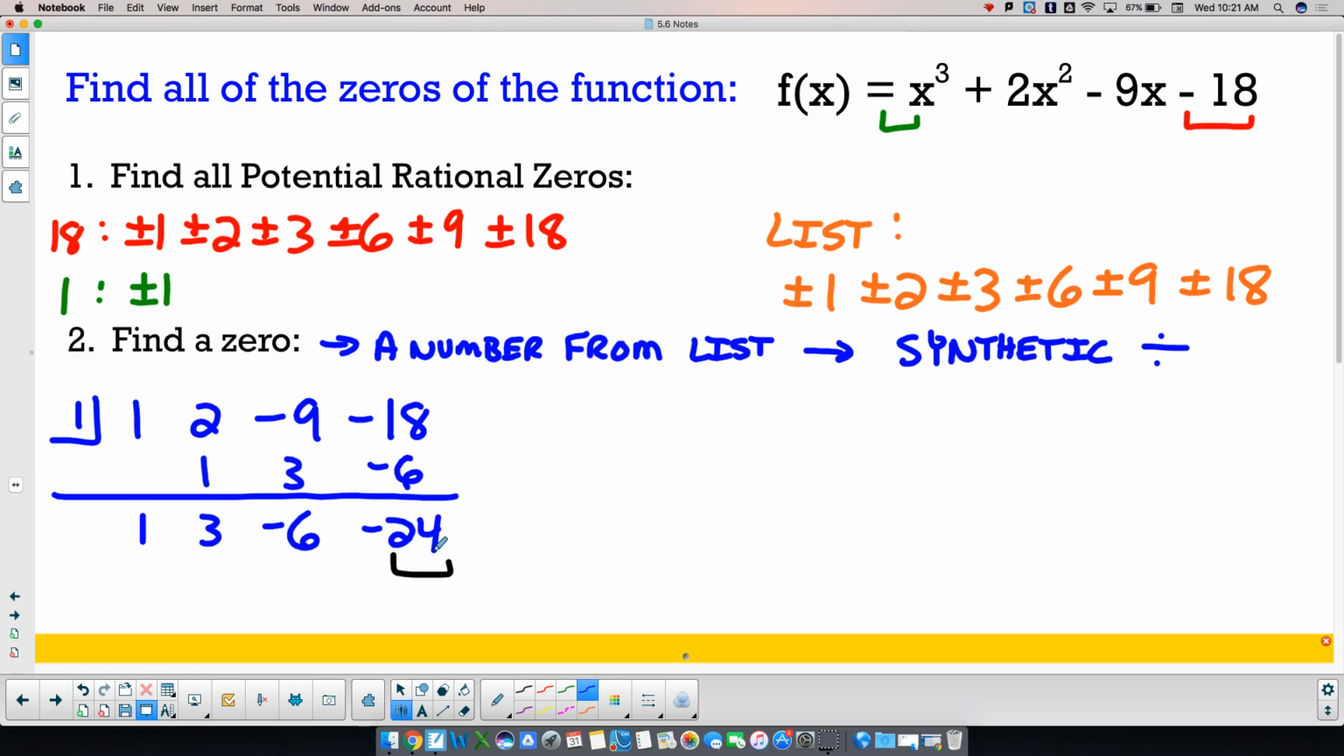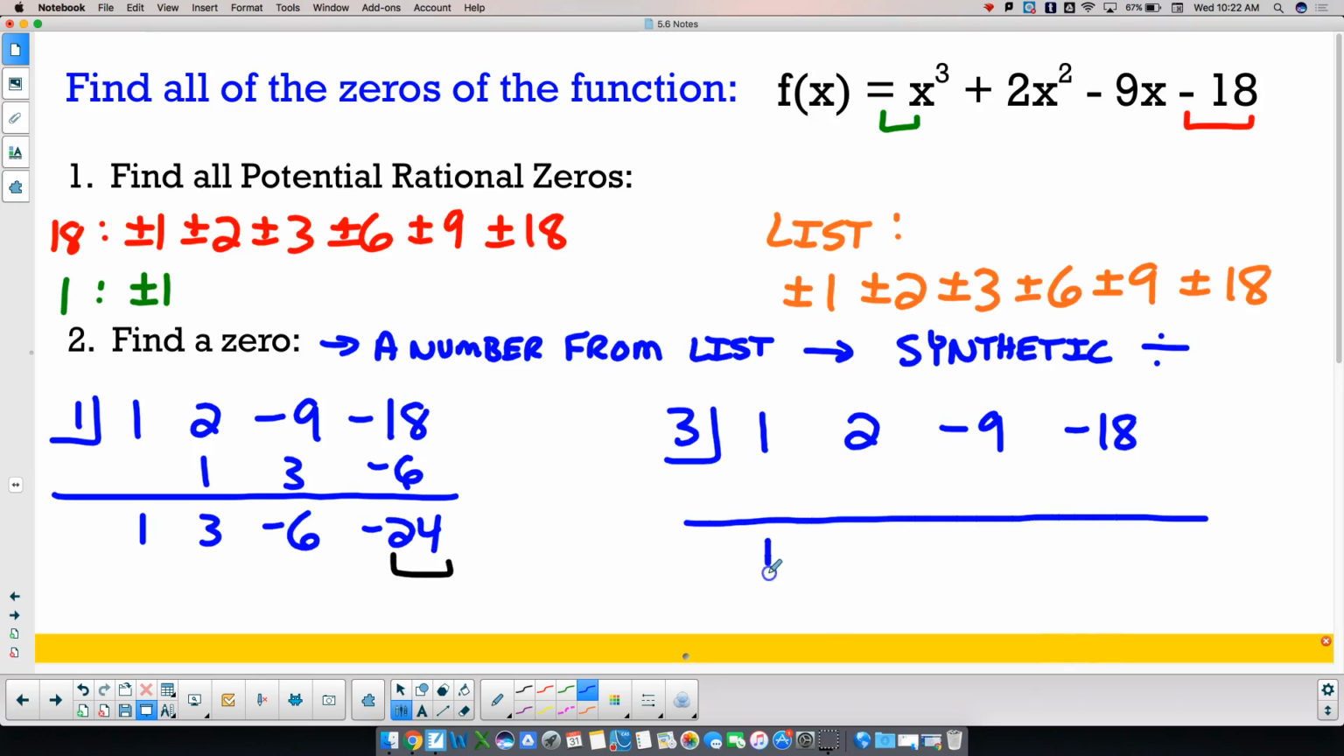What do we want to try next? I'll let you guys pick. 3? Okay. Again, 1, 2, negative 9, negative 18. 1, 3, 5, 15, 6, 18, 0. So what does that tell me? That 3 is a 0.